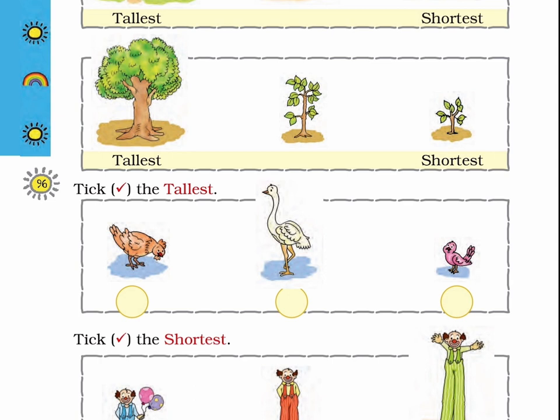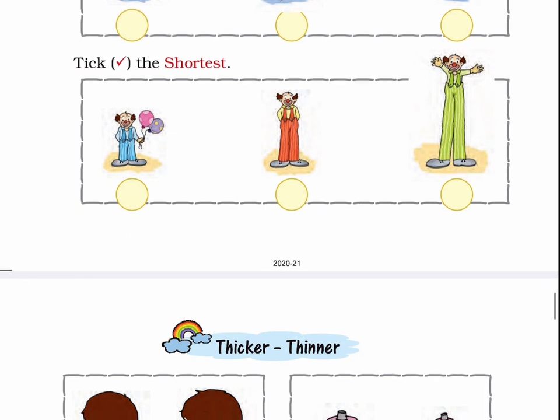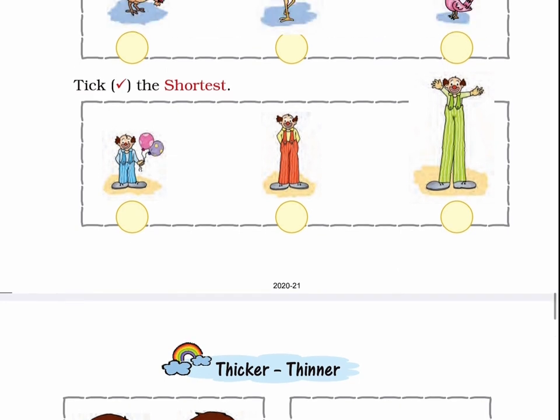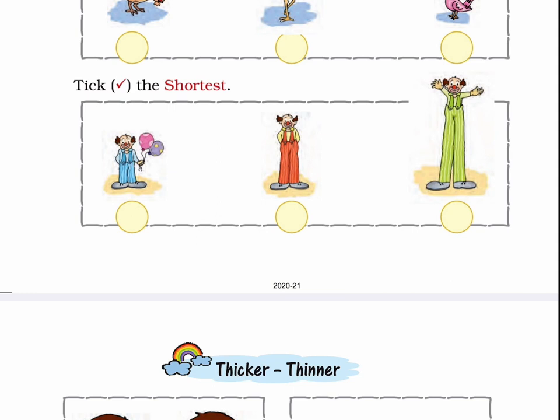Part 3 picture shows a hen, a swan and a chick. You have to identify which one is tallest, the hen, the swan or the chick. Question 2. Tick and identify the shortest. Part 4 picture shows 3 clowns. A clown is a performer who wears bright clothes and makeup and makes everyone laugh.